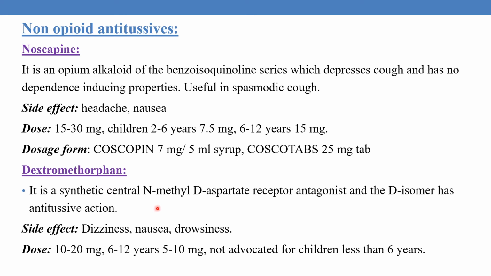It is a synthetic central N-methyl D-aspartate receptor antagonist, and the D-isomer has antitussive action. Side effects are dizziness, nausea and drowsiness. The dose is 10 to 20 mg, and for 6 to 12 years old it can be given from 5 to 10 mg. Not advocated for children less than 6 years.